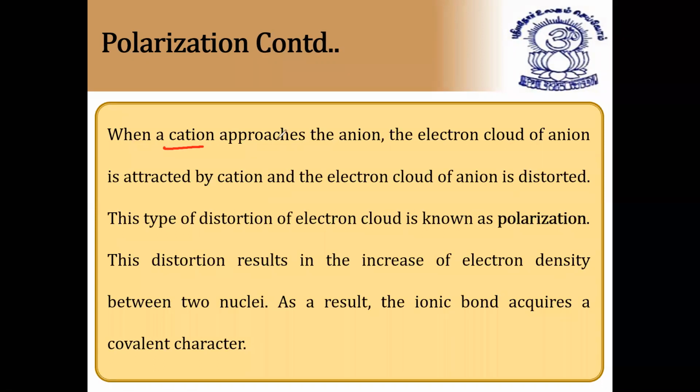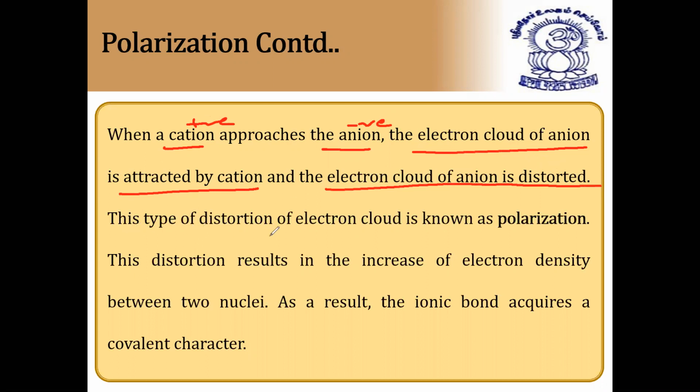When a cation approaches the anion, the electron cloud of the anion is attracted by the cation because the cation is positively charged and the anion is negative. So automatically, unlike charges attract each other, and the electron cloud of the anion is distorted. Very, very important: distorted means disturbed.